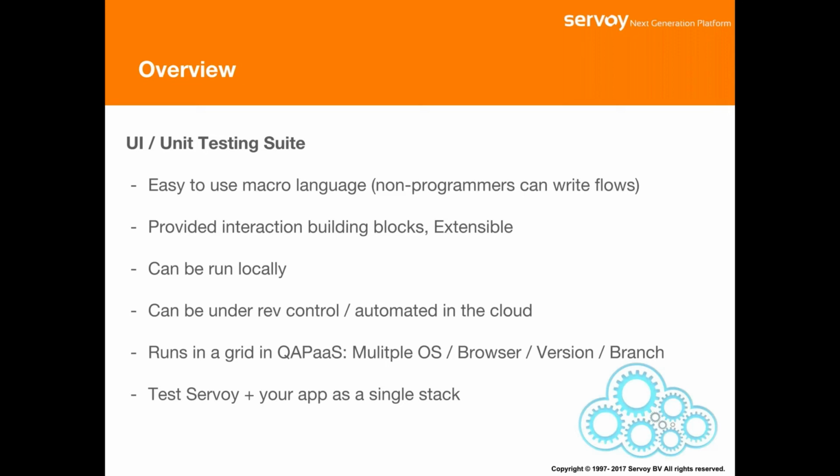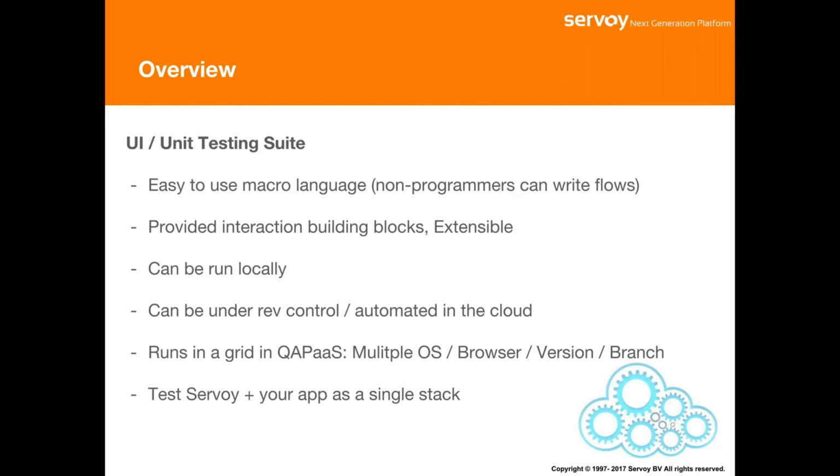Then we get into the cloud, and where this is really going to scale is that this becomes automated. It can run in the QAPaaS on a grid, so then we can scale that out to test multiple browser and operating system combinations, multiple versions of Servoy, and also multiple versions of your code, so maybe building off different branches, so that the actual build scripts can be extended.